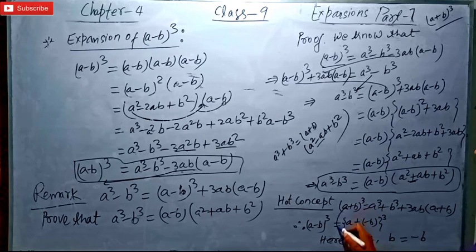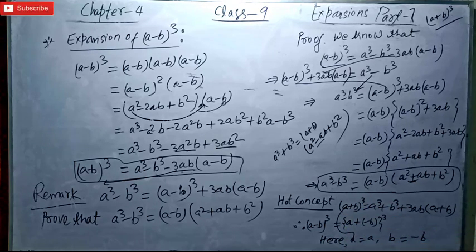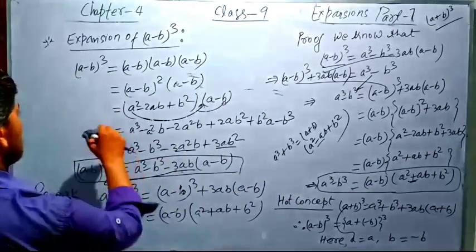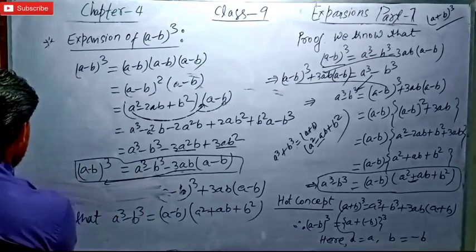Now compare it with (a plus b) to the whole cube. a is equal to a and b is equal to minus b.